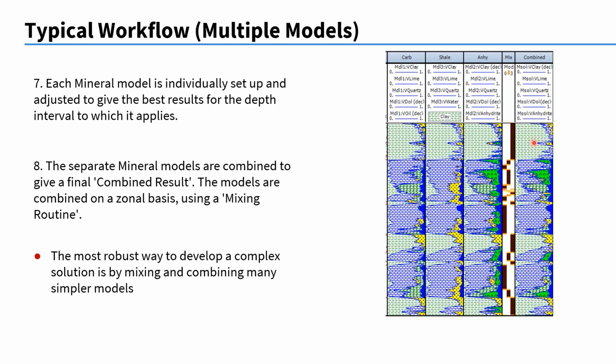So instead of using all of them, we just specified that it uses the shell model. And here we have used the anhydrite model. In here we have used the shell model. And in here we have used a carbonate and an anhydrite. So you could use the combined results routine to combine your models and have one single combined result.